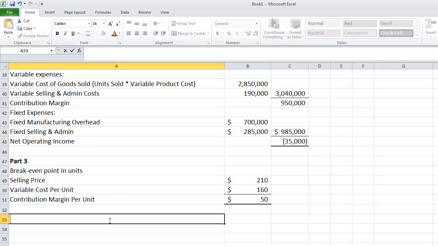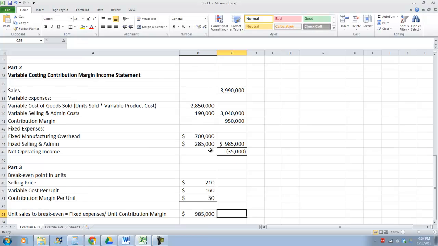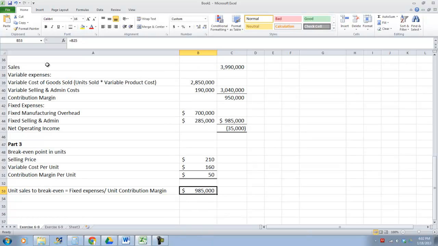Now, the formula for this is unit sales to break even equals fixed expenses divided by unit contribution margin. So our fixed expenses are totaled up here, $985,000, divided by our contribution margin per unit. These aren't dollars, these are units. So we must sell 19,700 units to break even.